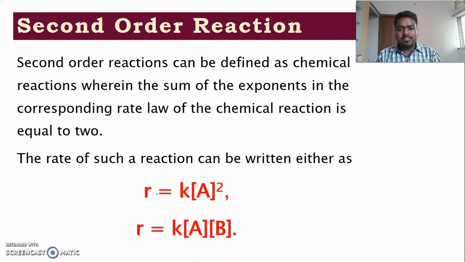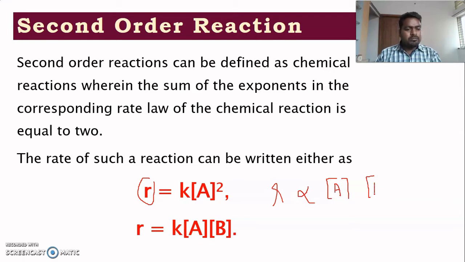In a second order reaction, as I told, according to the law of mass action, the rate of a reaction is equal to the concentration of a reactant. Let us consider that A and B are the reactants, so the rate of reaction depends on both A and B. That is A power 1 and B power 1. So it depends on both A and B. This is an experimentally determined rate expression.